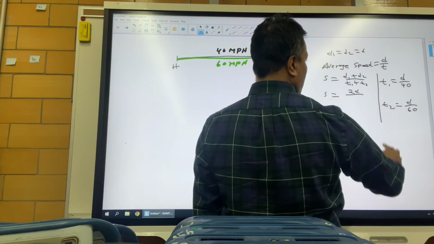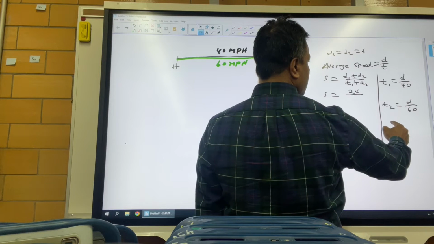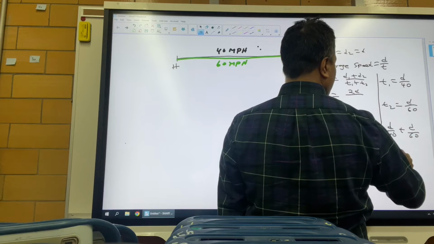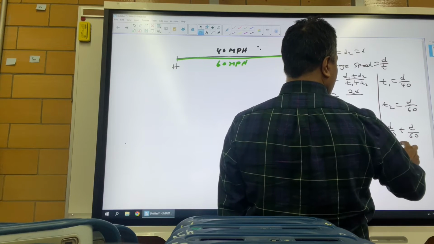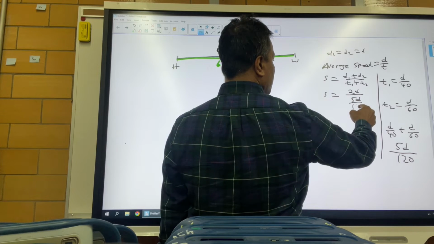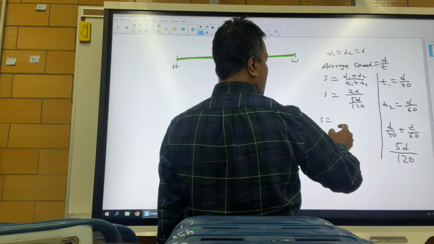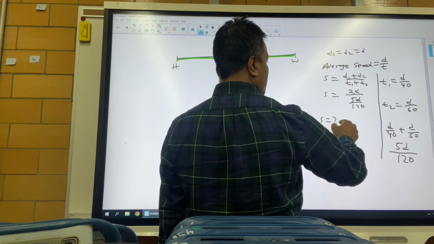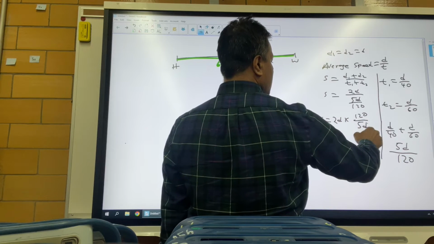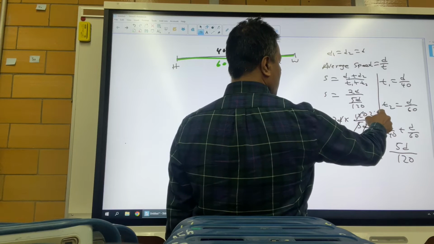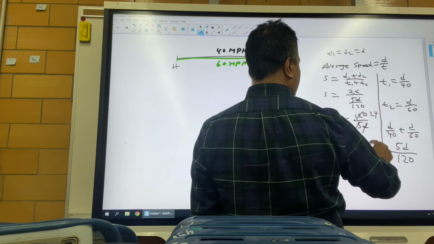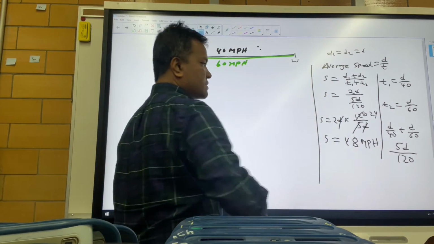So d over 40 plus d over 60 is going to be 5d over 120. So speed is 2d times 120 over 5d. The d's cancel, and 5 goes into 120 24 times. So speed is 48 miles per hour. All right, that's the speed.